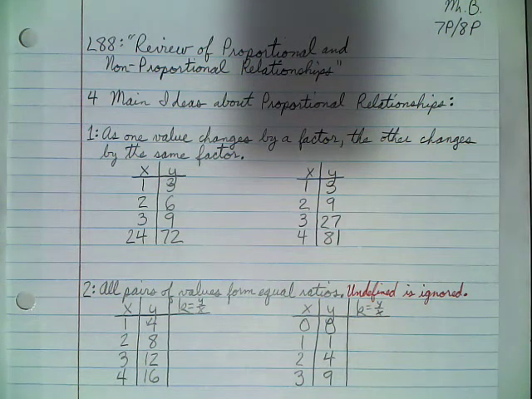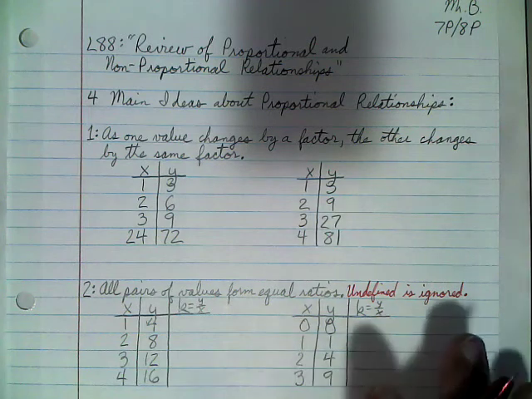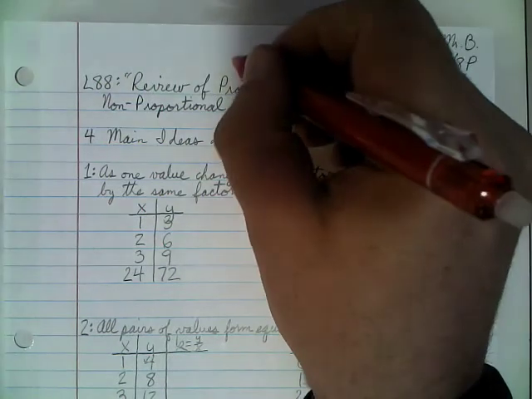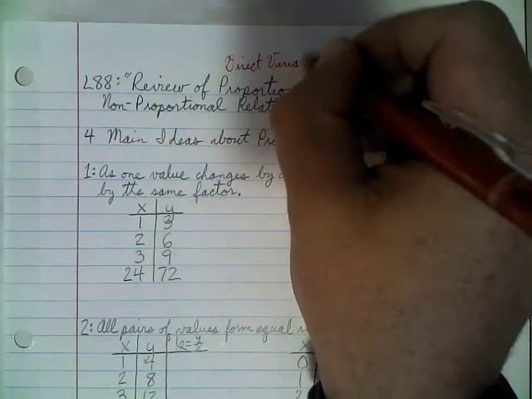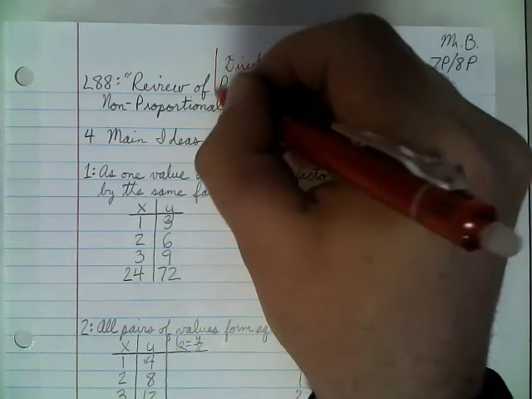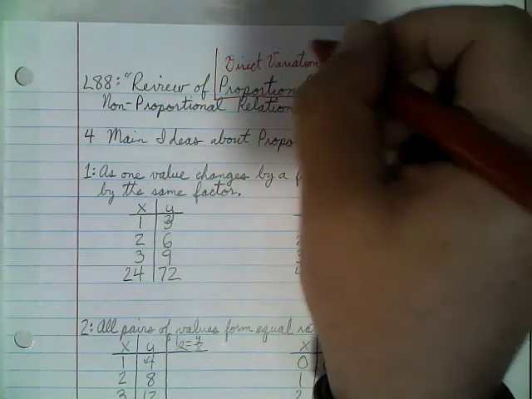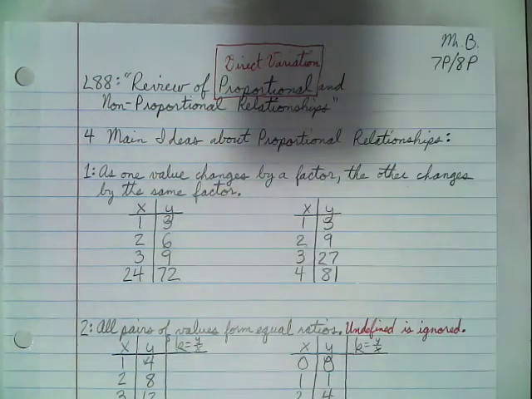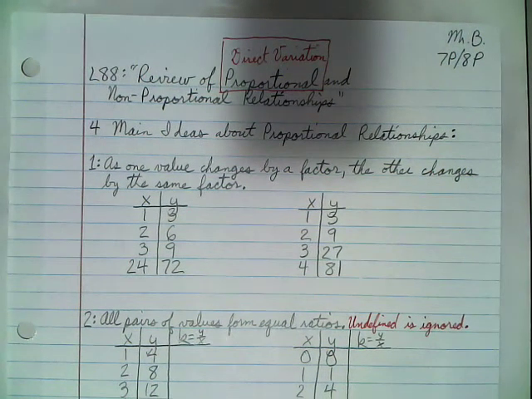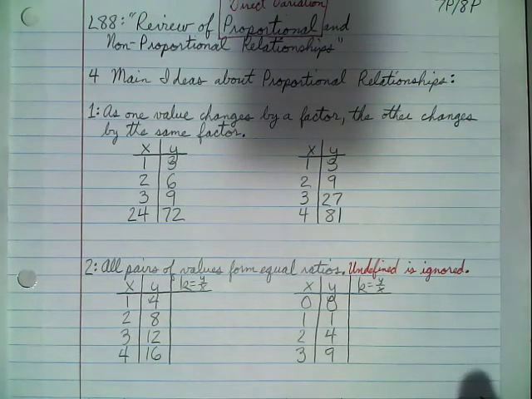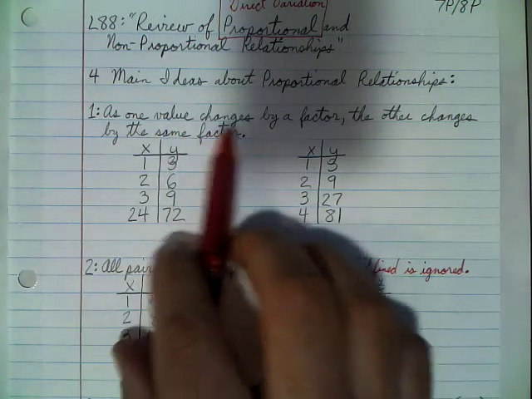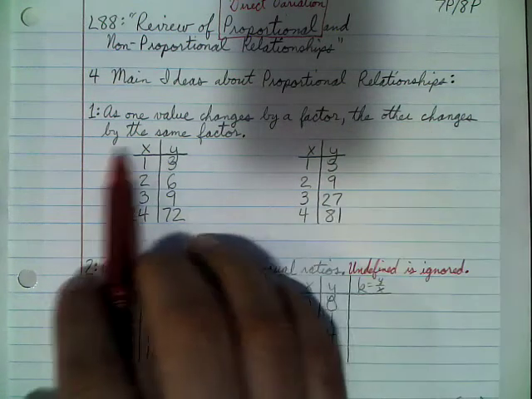So this is a review of proportional and non-proportional relationships. Just so you know, as we move into the future, proportional relationships are going to get a special name. They're going to be called direct variations. So a proportional relationship is a direct variation. There are four main ideas that you need to understand about proportional relationships or direct variations. So first, as one value changes by a factor, the other changes by the same factor.